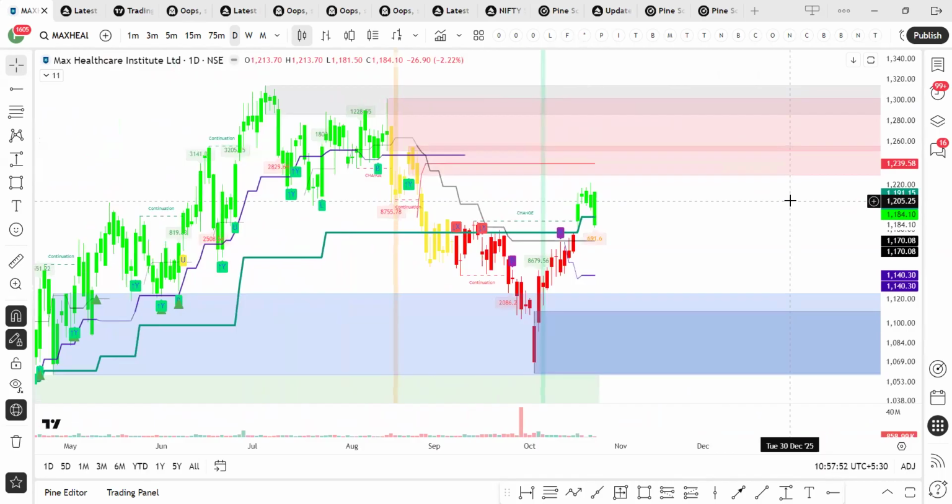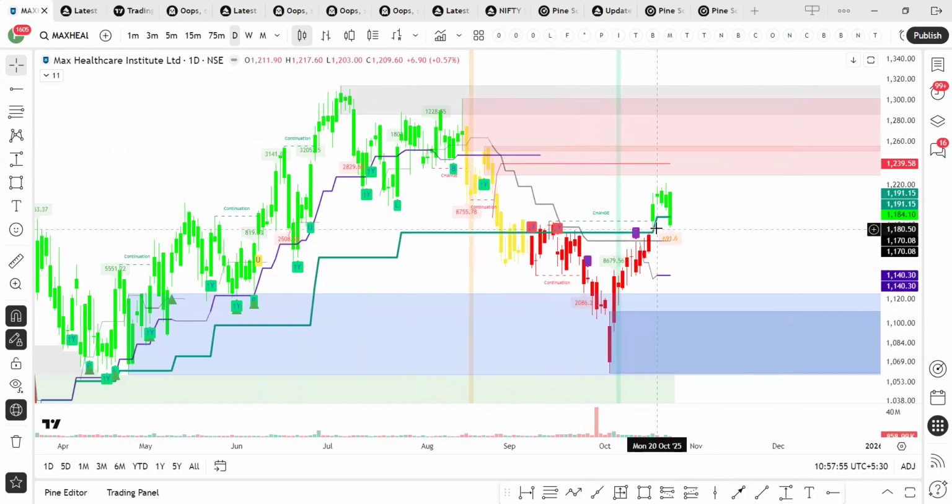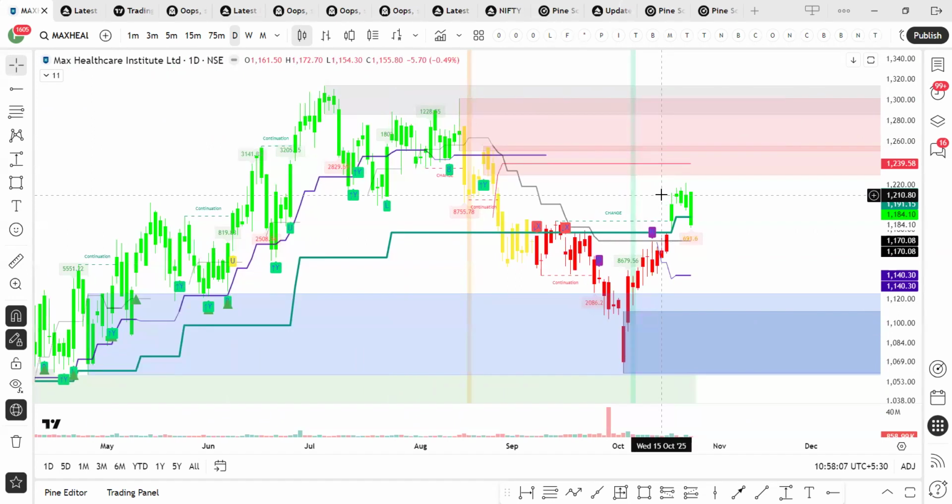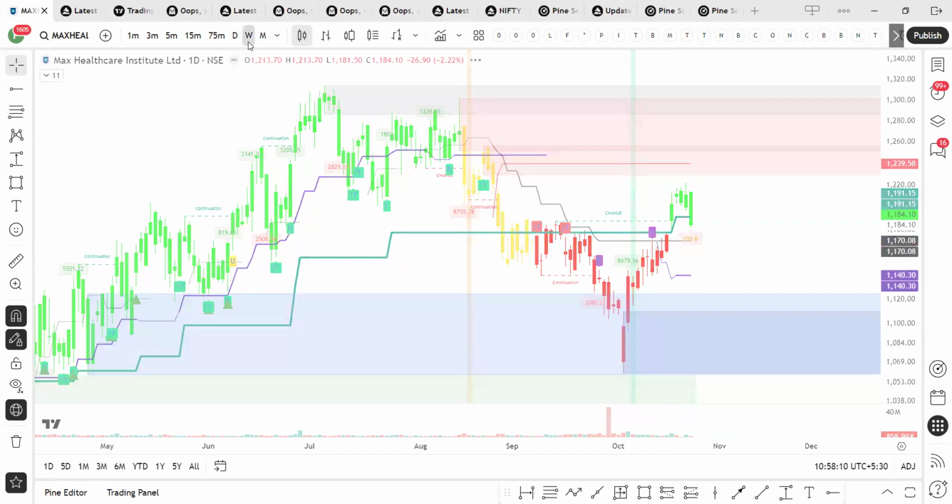Right now, what is the status? It has turned green for the first time after this down move. So I expect a retracement entry. PFI numbers are 2 times. So if it comes down and gives me a retracement entry, I will place a target at this swing point. This is based on the daily chart.